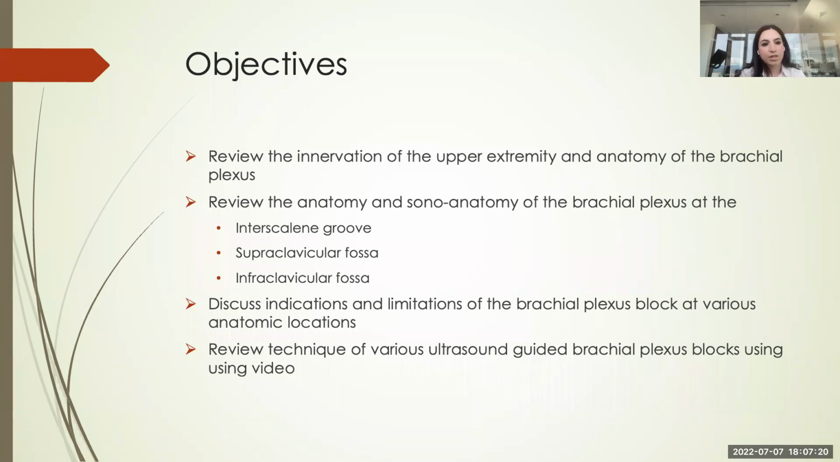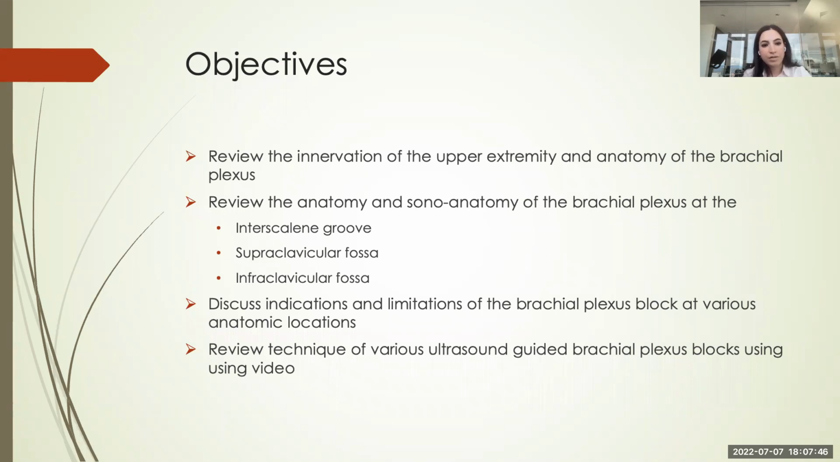So in terms of some of the objectives, we're just going to quickly review the innervation of the upper extremity and the anatomy of the brachial plexus. We're going to look at the anatomy and sonoanatomy of the brachial plexus, particularly the interscalene groove, the supraclavicular fossa, and the infraclavicular fossa. I'm not actually going to be going through the axillary nerve block today.